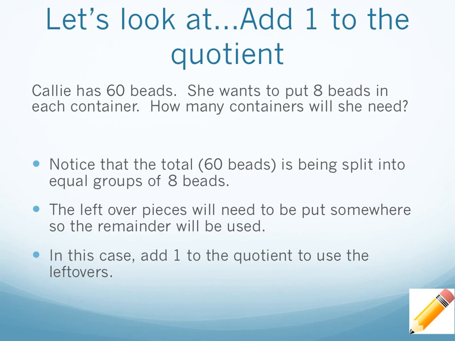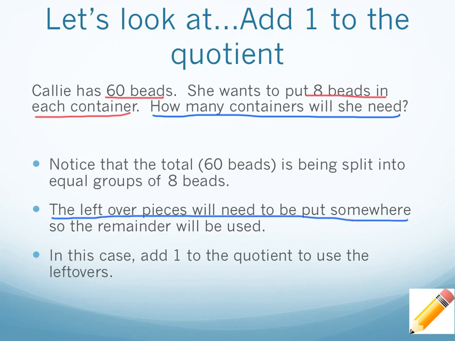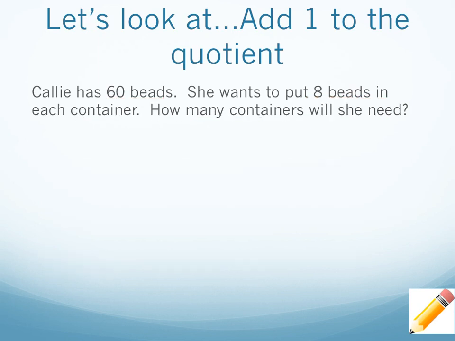Since Callie still has 60 total beads, and she's going to put those beads into containers with 8 beads in each container, to answer the question of how many containers she needs, I'm going to have to add 1 to the quotient, because her leftover pieces will need to be put somewhere, otherwise she would lose them. So I add 1 to the quotient to find my answer.